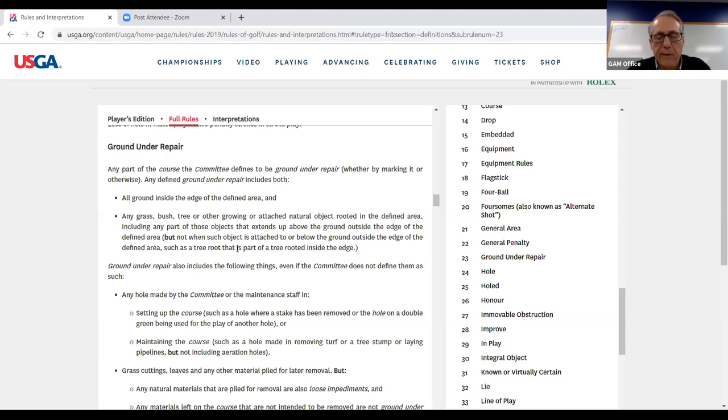One noted difference between stroke play and match play: as a rules official, you have the authority to define an area as ground under repair for a match, if you are assigned to that match. You have that authority to give a player relief for abnormal ground condition if you deem that area to be such that it's unfair for the player to play from. And Gary Edelman can attest that is true.